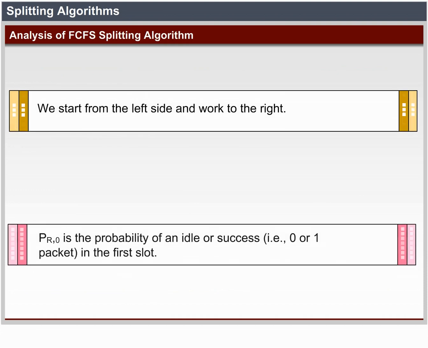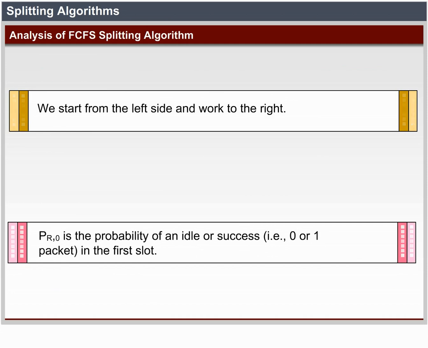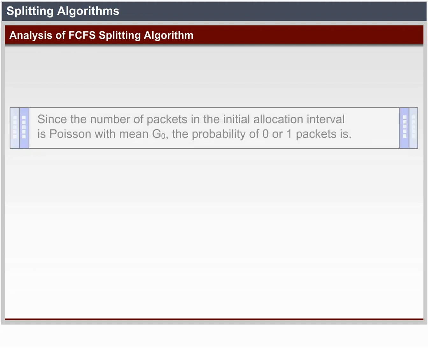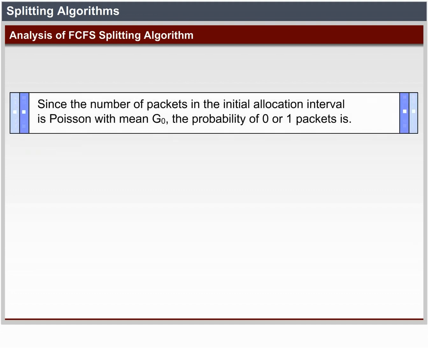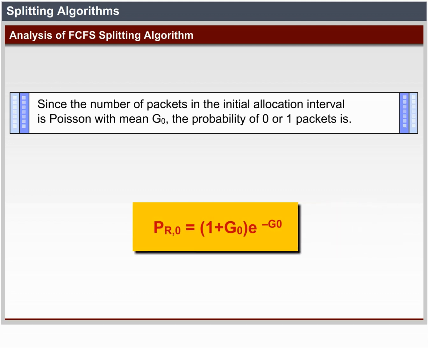P_R,0 is the probability of an idle or success, that is, 0 or 1 packet in the first slot. Since the number of packets in the initial allocation interval is Poisson with mean G0, the probability of 0 or 1 packet is P_R,0 equal to (1 plus G0) e to the power minus G0.